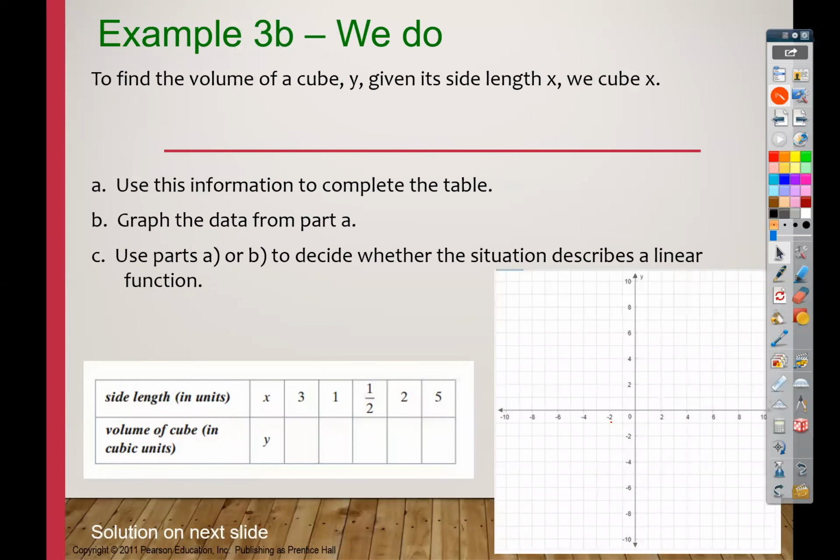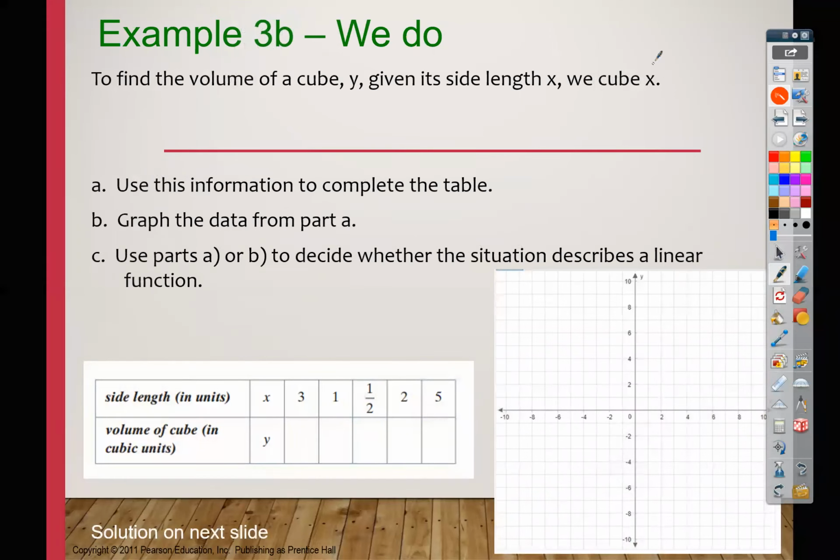All right, 3B says to find the volume of a cube Y, find its side length X. We cube X. So they're telling us what to do. Use that information and then graph it and then decide if it's linear or not linear, okay? So we're going to cube X. So 3 cubed would be 3 times 3 times 3. 1 cubed, 1 times 1 times 1. 1/2 cubed, 1/2 times 1/2 times 1/2 is 1/8. 2 cubed is 8, and 5 cubed, 5 times 5 times 5 is 125.